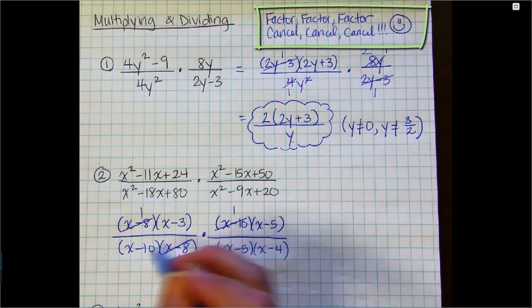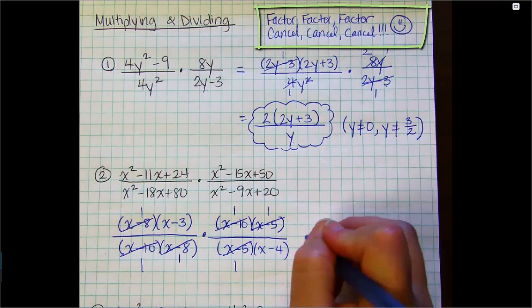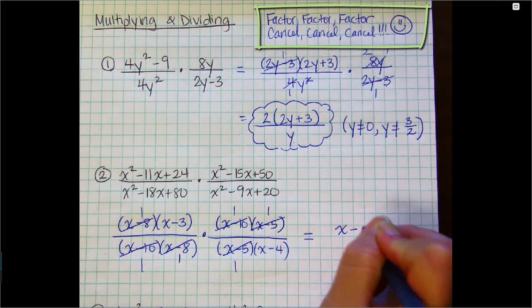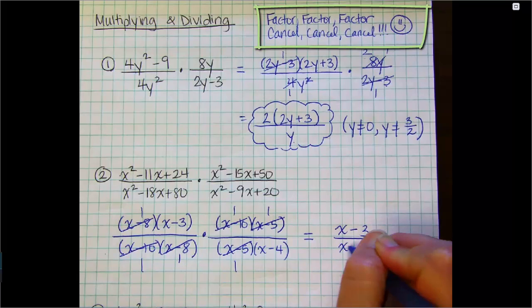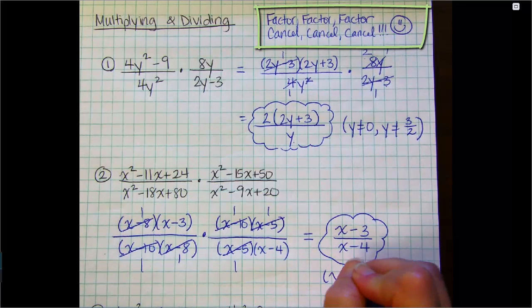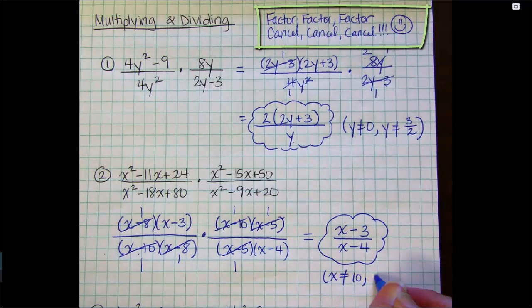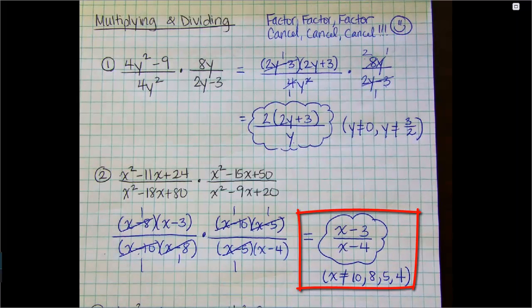Notice that I write ones every time I cancel things out, because when you cancel top to bottom, you're getting a 1. Any number divided by itself is 1. Here my final answer is x minus 3 over x minus 4. And then I go back and look at all my denominators and note the values that make them 0. So x cannot equal 10, 8, 5, or 4 in this case.